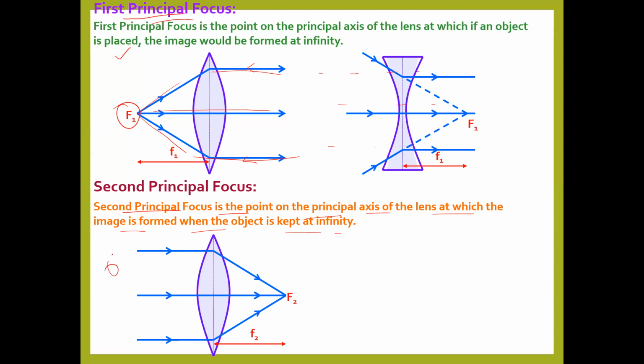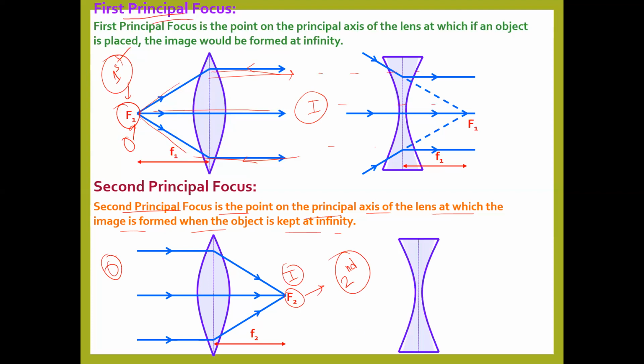Here the object is at infinity and the image is formed at a certain point, that is known as the second principal focus. And when the object is placed at a certain point and the image is formed at infinity, then the position of the object is known as the first principal focus. So that is the thing. And it is applicable for both concave and convex lenses.